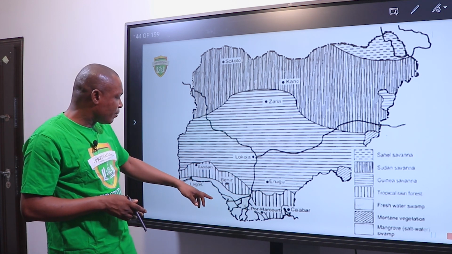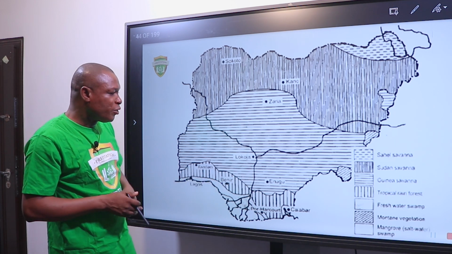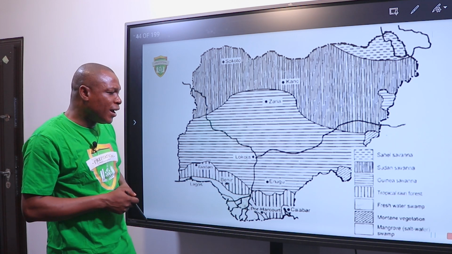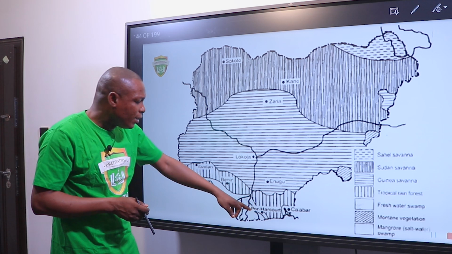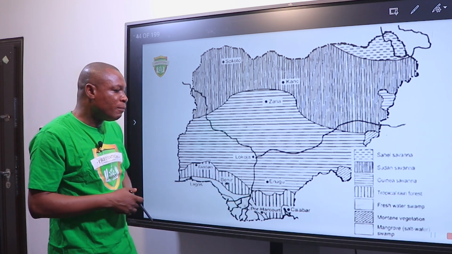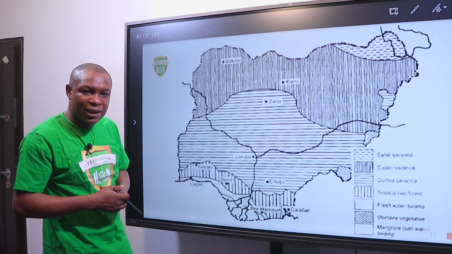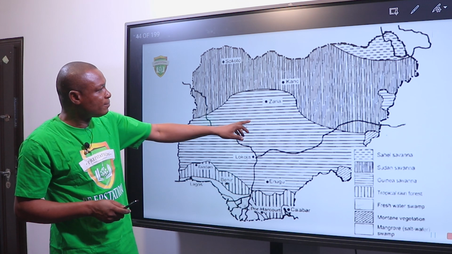So let's now get back to the forest vegetation belt in Nigeria. Here we have places like Ibadan, Benin, where we have the tropical rainforest. And then we have the freshwater swamp, and then we now have the mangrove swamp forest located in the coastal areas of the Niger Delta region.